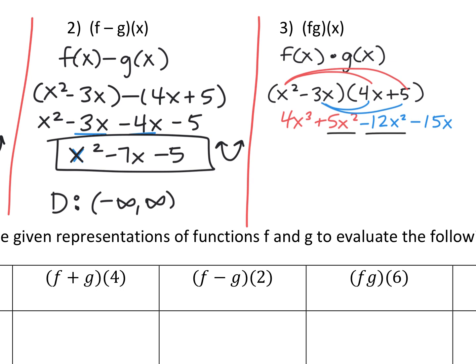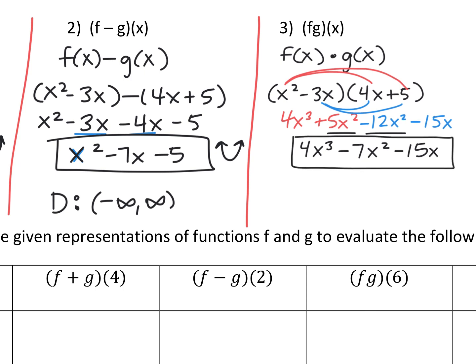You have some like terms in the middle, so please combine them and rewrite your function. So 4x to the third minus 7x squared minus 15x. This one we're less familiar with probably. The highest exponent is a 3. What's that called? Cubic. Yeah, this is cubic.